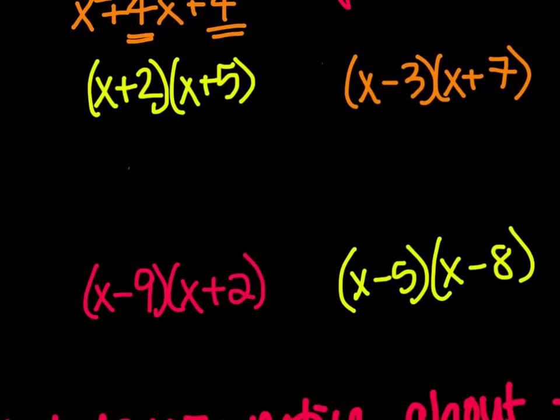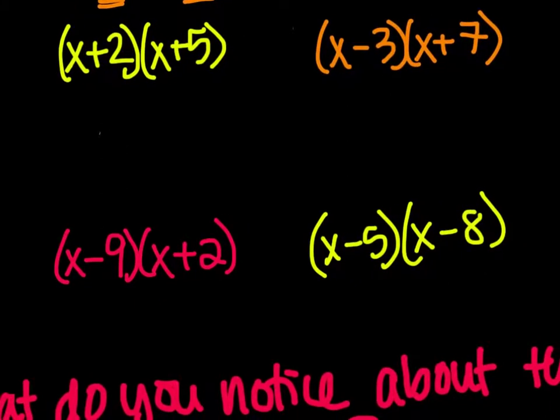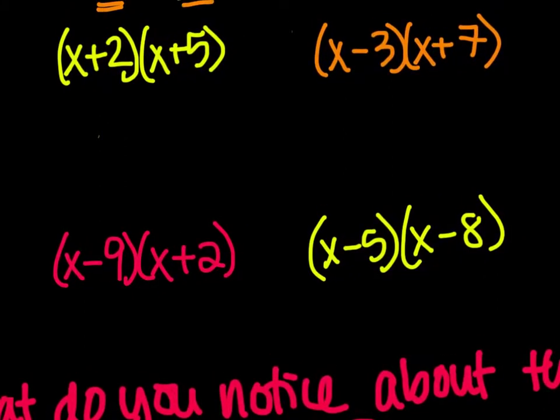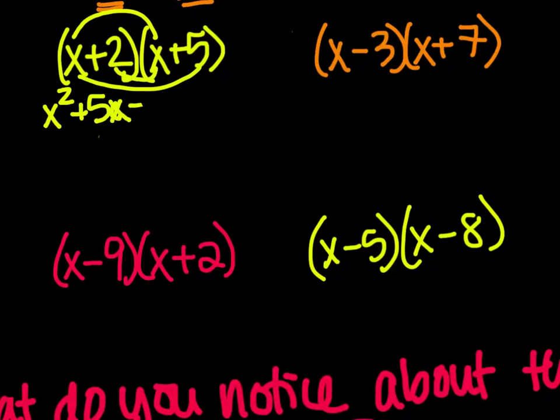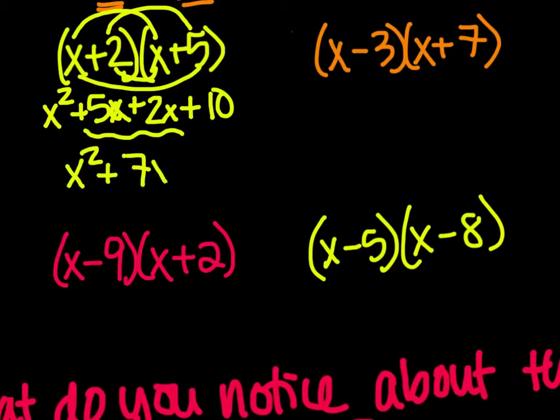So to start out with, first things first, I want us to start with just getting familiar with the FOIL method again and understanding that. So FOIL method, this is what we're talking about. X times x, the first terms. X times 5, our outside terms. 2 times x, our inside terms, and our last terms, 2 times 5. And so we can simplify this. So we have combined like terms, and we have x squared plus 7x plus 10.